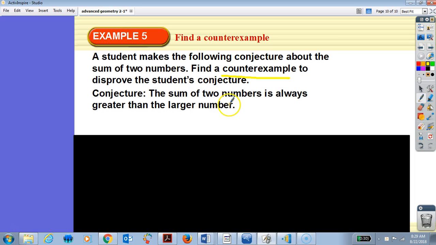Can someone come up with an example that proves this wrong? The sum of two numbers is always greater than the larger number. Yes? 0 plus 1 equals 1. Is 1 greater than the larger number? No, it's equal to it. So that's a great counterexample that proves this conjecture wrong.